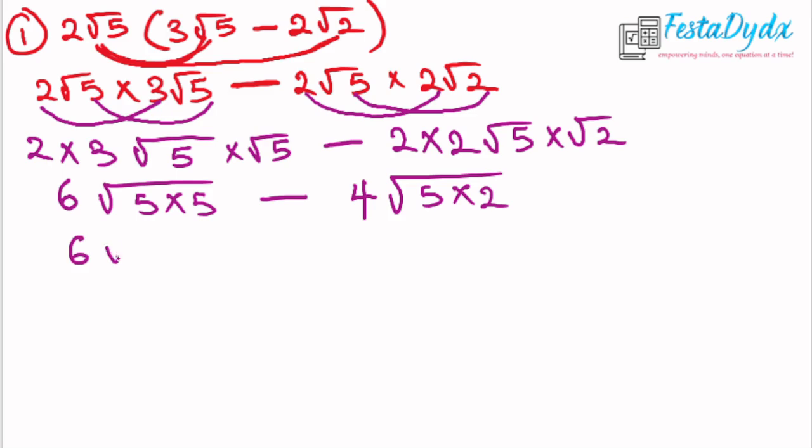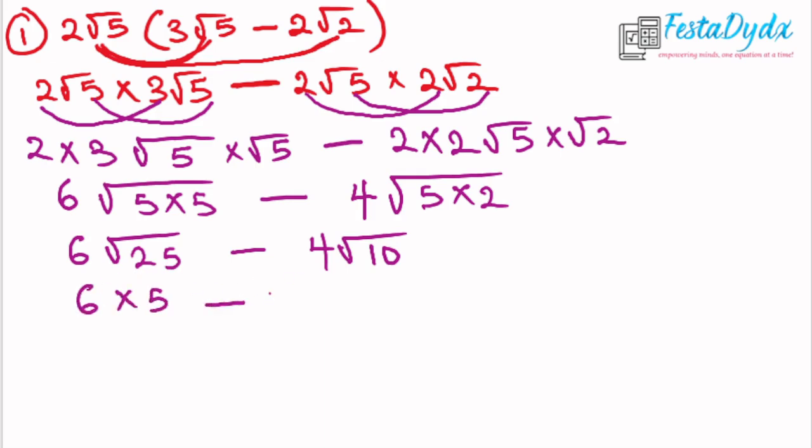So 6 times 5 times 5 gives us 25. Then we'll have minus 4 roots, 5 times 2 gives us 10. So let's remember that the square root of 25, 25 is a perfect square, so the square root of 25 is 5. So we'll have 6 times 5 minus 4 root 10. We could probably say, let's pick one here. That's 5 times 5, the roots.